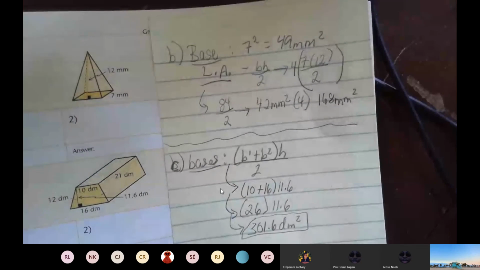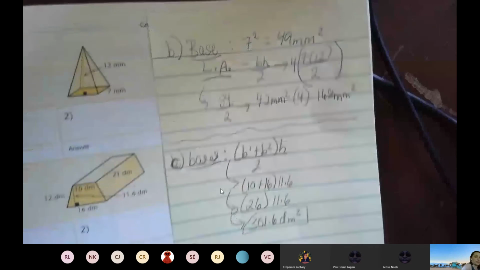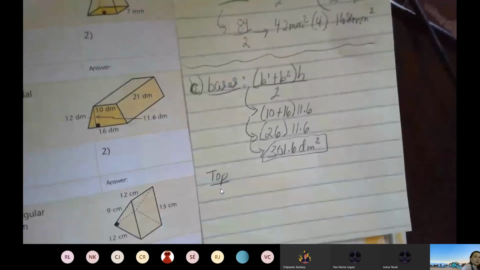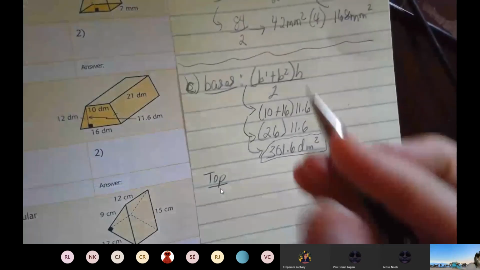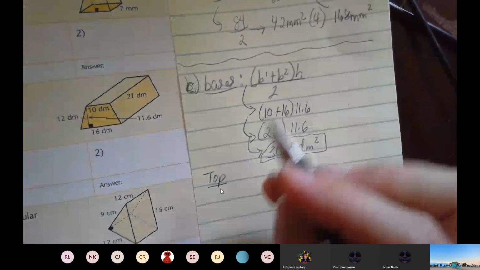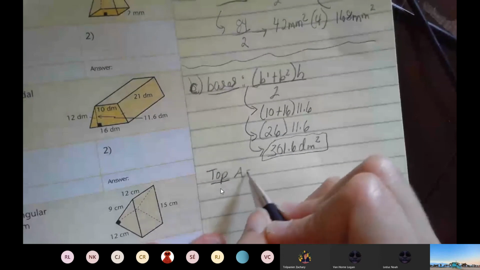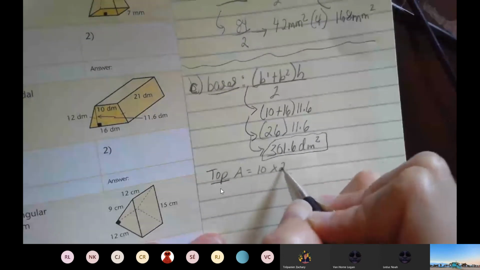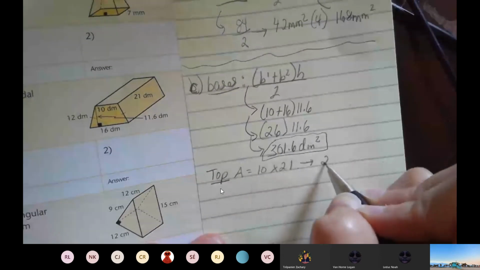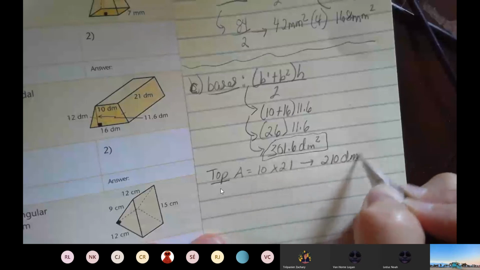Okay, so it's always really important to keep your calculations organized, to label them. So the top, if we look at the dimensions, it's 10 by 21. Well, that's a nice one. So it's area equals 10 times 21. That's going to give me 210 decimeters squared.